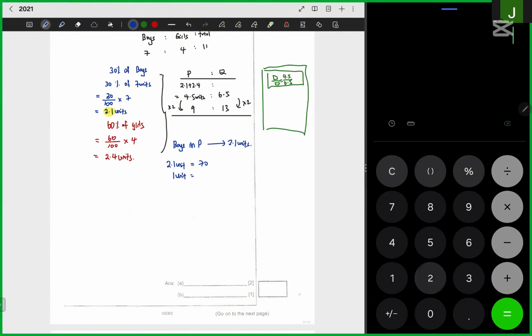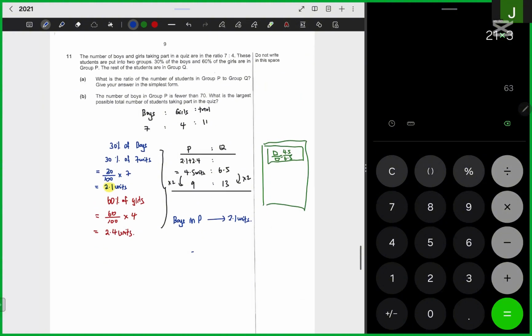Okay, so we try multiples of 21. 21 times 2 is 42. 21 times 3 is 63. This is the highest I can go without any decimal values. Okay, so this question is hard, because you need to realize that your 2.1 units max must be equal to 63 students.